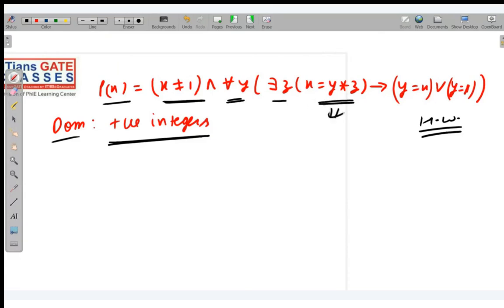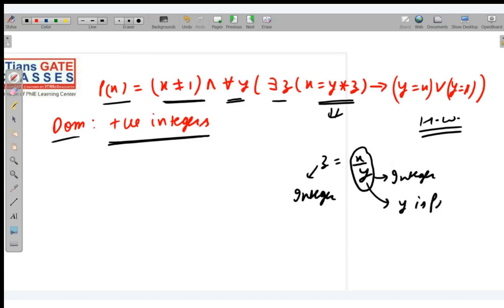See, what do you mean by x is equal to yz? X is equal to yz means z is equal to x by y. Now since z is an integer quantity, x divided by y should be an integer. Now x divided by y being an integer means what? Y is a factor of x. So directly and indirectly they just want to say that y is a factor of x.